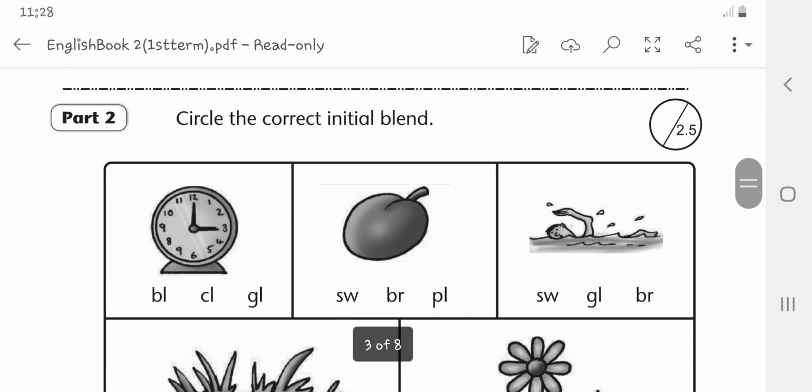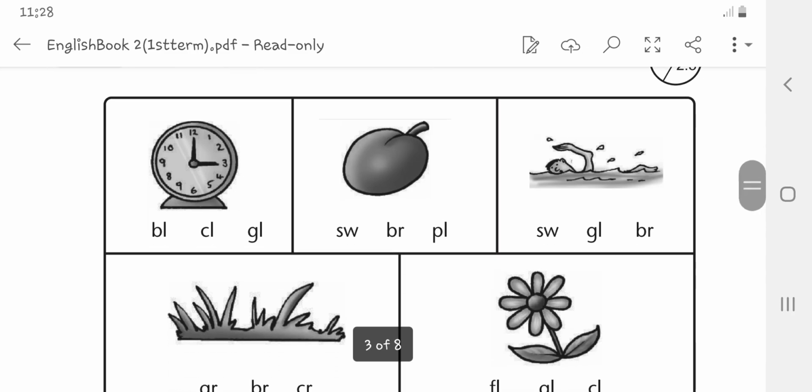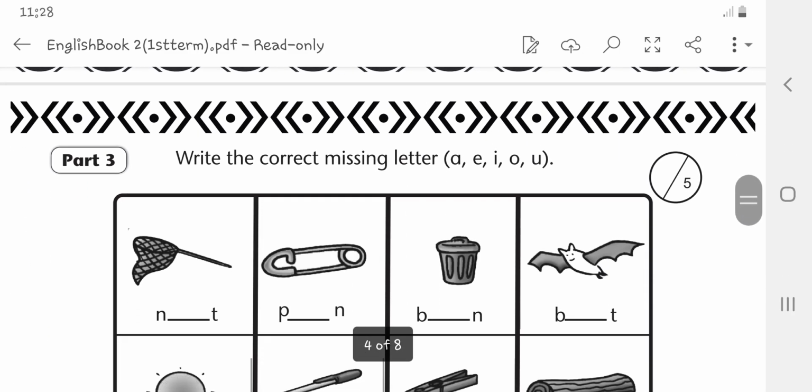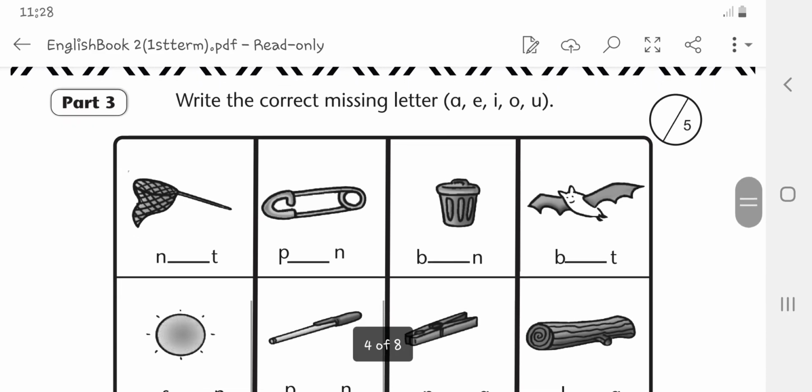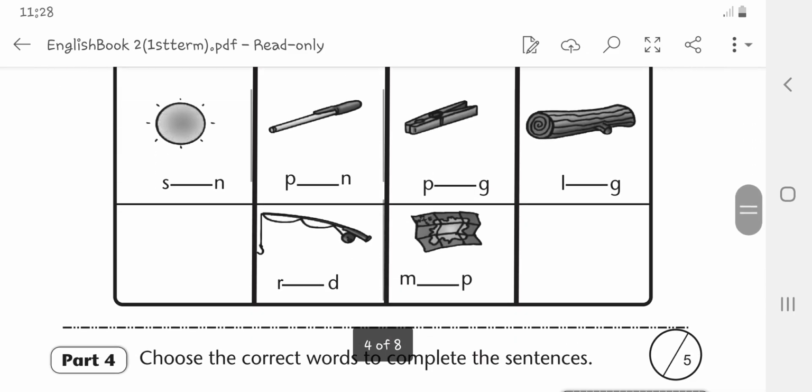Part 2 is about the blends, so they have to circle the initial blend. So for clock, there is an initial blend: BL, CL and GL, they have to encircle the correct one. Part 3 is write the correct missing letters. Vowels again, these all are CVCs, so they need to understand the difference between net and pin and bin and bat. They are using vowels to complete these words.